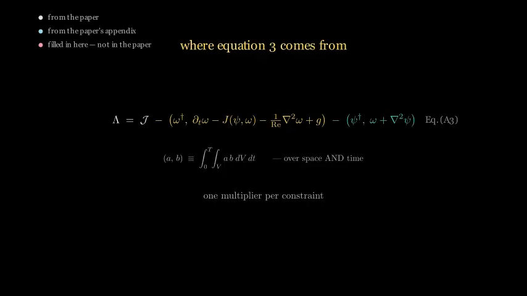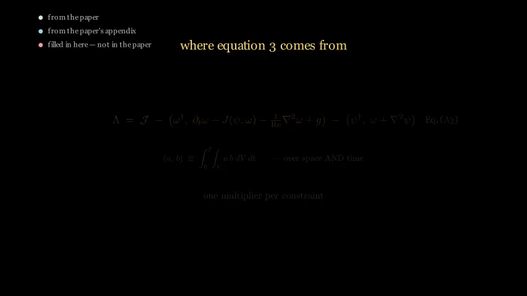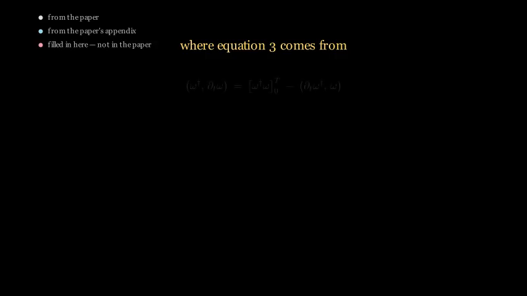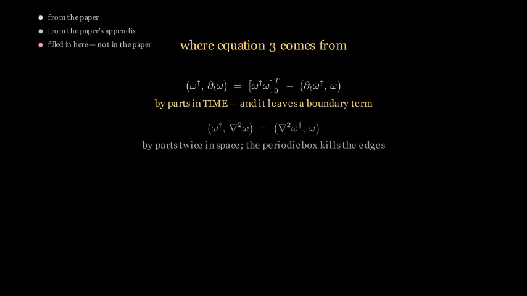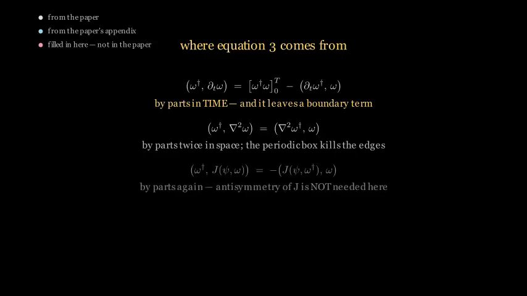Now, one trick applied 3 times. Every term in that bracket has a derivative sitting on omega, and we want them all sitting on omega dagger instead, because it is omega we are about to vary. So integrate by parts. In time, which leaves a boundary term at each end, and hold on to that, it becomes the whole payoff. In space for the viscous term, twice, and the edges vanish because the box is periodic. And once more for the advection, which picks up a minus sign.